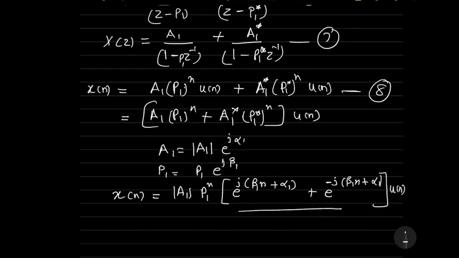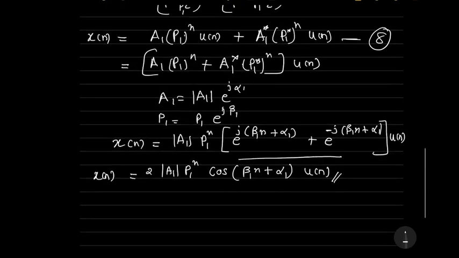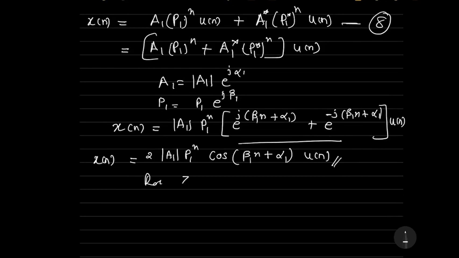This we can convert into a cos signal. x of n equals 2 a1 p1 to the power n cos(beta 1 n plus alpha 1) u of n. This is also the result, the inverse Z transform of x of z. Okay, for ROC, |z| is greater than p1.